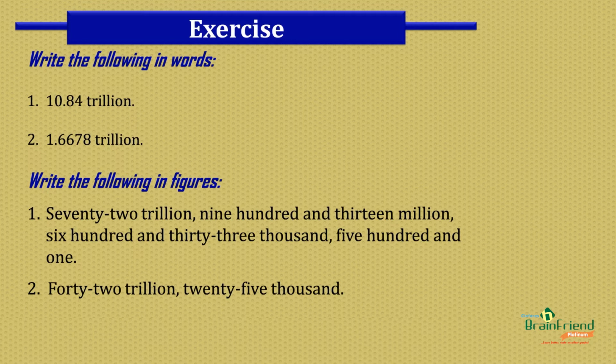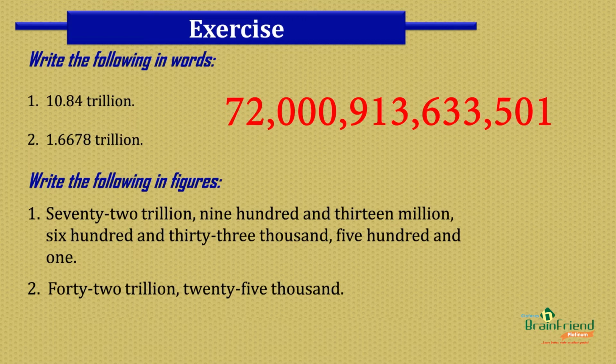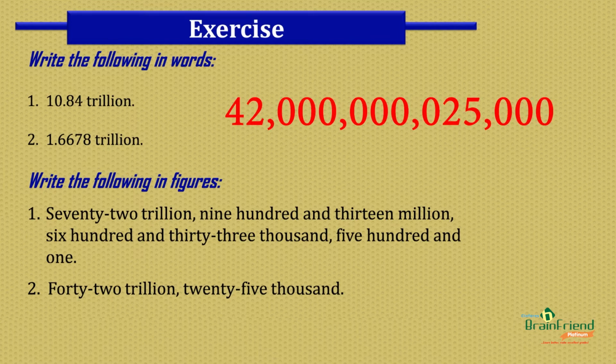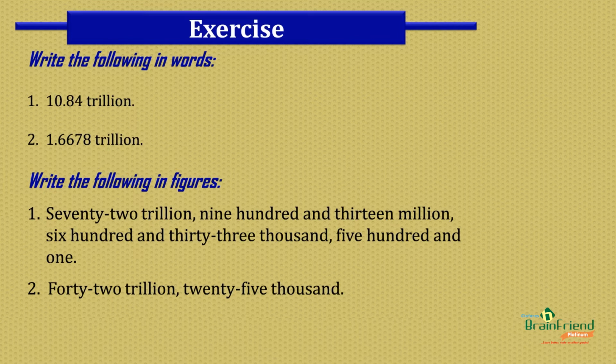The instruction 2 says, write the following in figures. 72 trillion 913 million 633,501. In figures, we have 72,000,913,633,501. And lastly, we have 42 trillion 25,000. In figures, that would be 42,000,000,025,000. If these were your answers, you are correct.